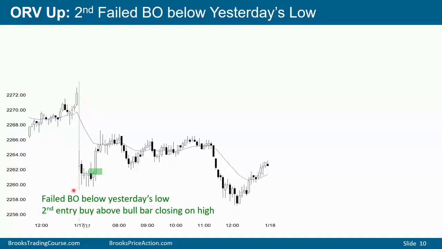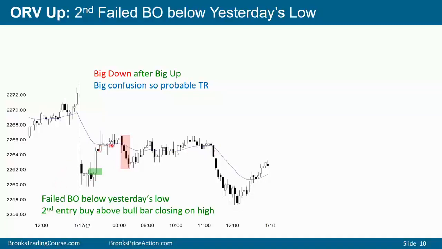Market gapped below yesterday's low, tried to reverse up here. We have a micro double bottom, but a doji bar and a bull doji bar here. A lot of traders would want a second entry buy above a better bull bar, which they got here. We went down big, up big, probable trading range. We went up big and down big, confusion, probably trading range.